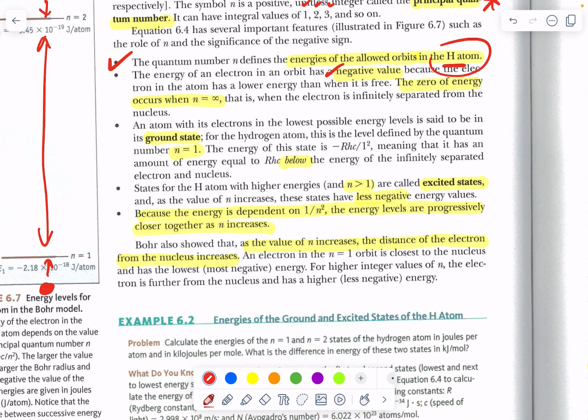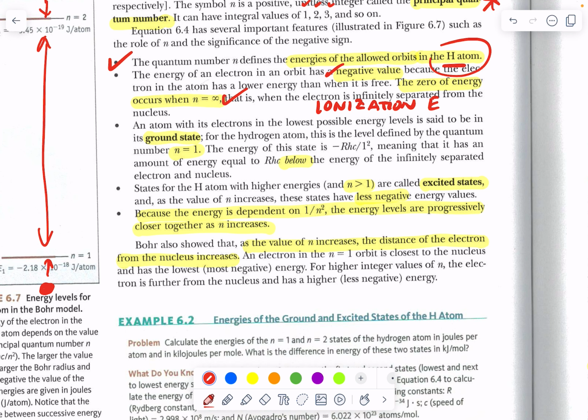I mentioned the negative value because it's exothermic. And then by the time you get an infinite distance away, you know, energy level 100 or 1000 or whatever, for all intents and purposes, you've separated the electron from the nucleus entirely. And you might remember from first year chemistry, that would be called the ionization energy, the amount of energy it takes to remove an electron from an atom.